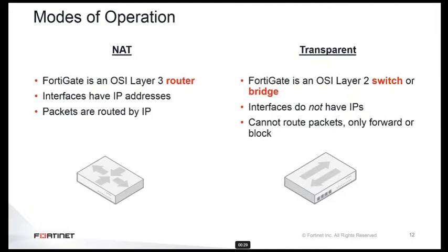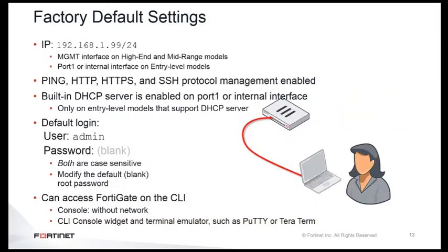In transparent mode, FortiGate forwards packets at layer 2, like a switch. Its interfaces have no IP addresses, and FortiGate determines the outgoing or egress interface based on the destination MAC address. The device in transparent mode has an IP address used for management traffic. Interfaces can be exceptions to the router versus switch operation mode on an individual basis. Network address translation, NAT mode, is the default operation mode. What are the other factory default settings?